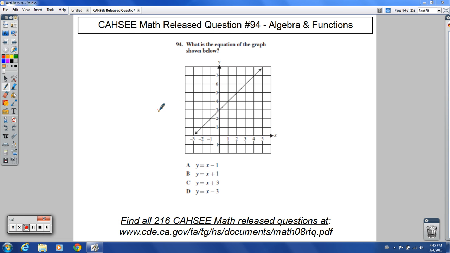Welcome to release question number 94 for algebra and functions from the CAHSEE math released questions. It says, what is the equation of the graph shown below? So here's your graph. We need to know an equation.